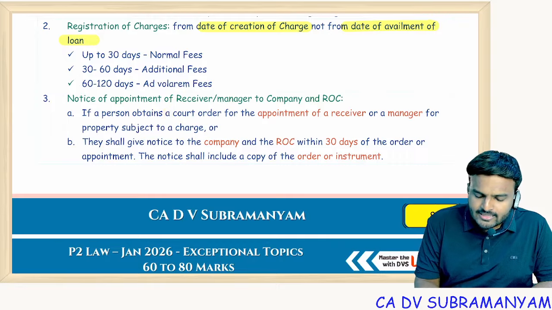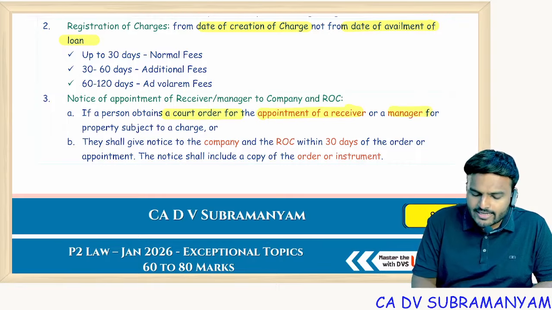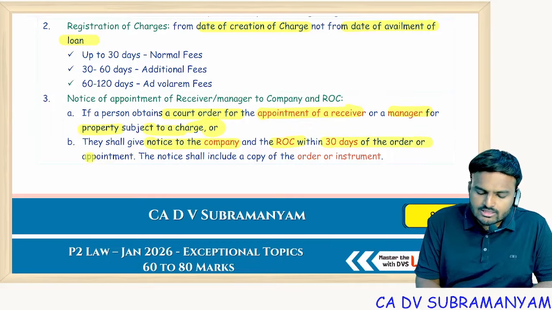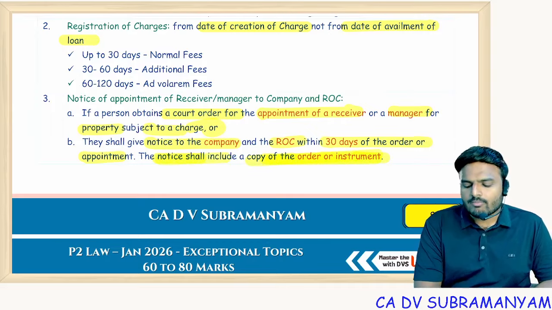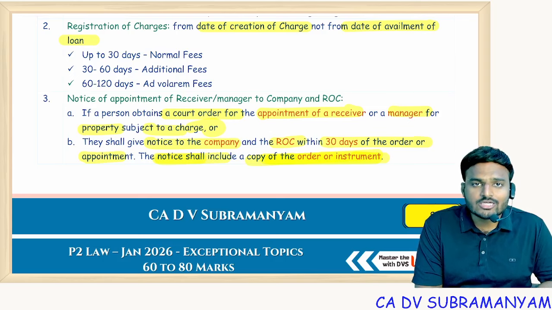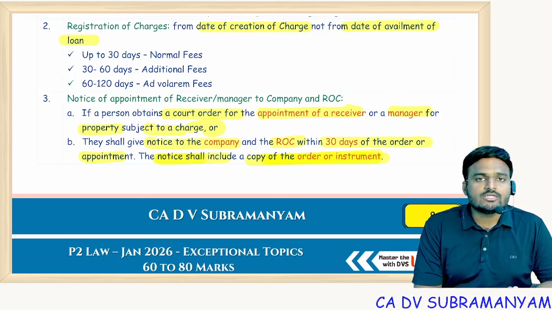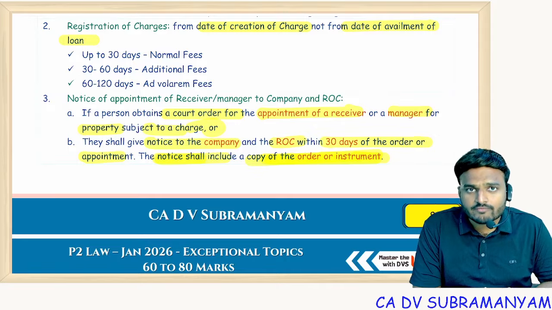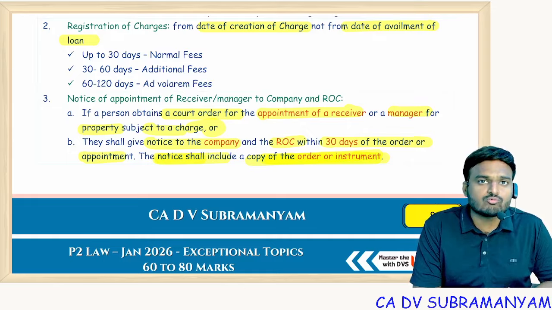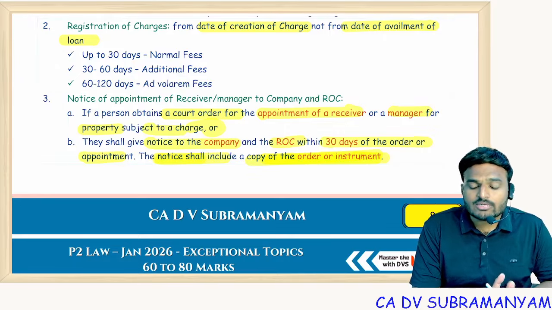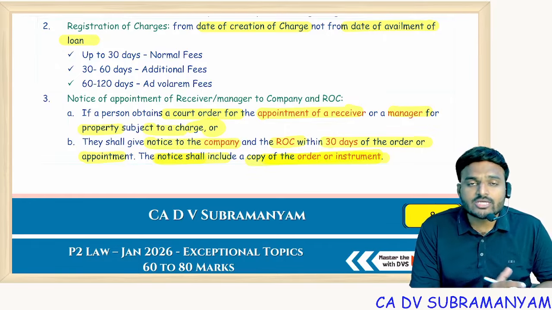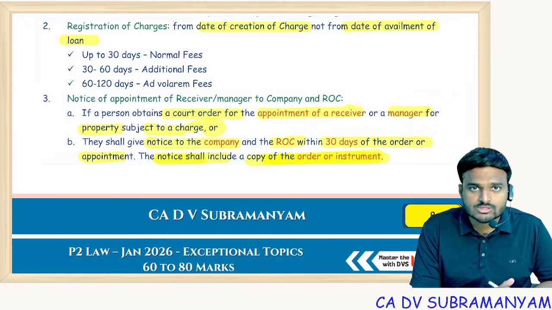If a person obtains a court order for appointment of a receiver or a manager for property subject to charge, they shall give notice to the company and ROC within 30 days of the court order or appointment of the official receiver. Notice shall also include a copy of that court order or tribunal order or the charge instrument. So the point is, within 30 days of appointment of receiver, communicate the same to the company and ROC. This rule is applicable not only at the time of appointment, but also at the time of removal or termination. Communicate with ROC, communicate with the company.